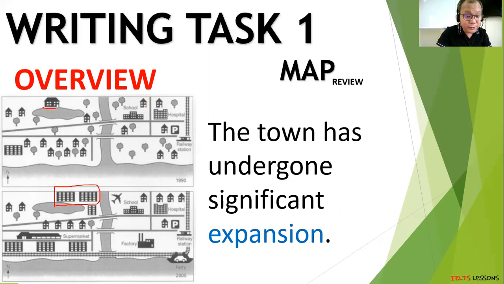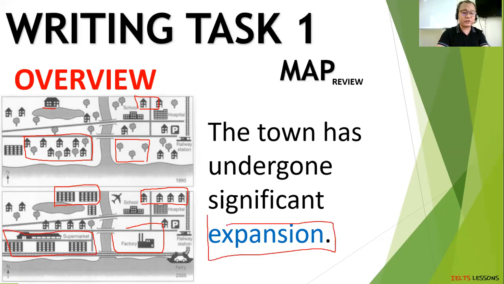Another thing you observe here is, look at the school. The school before was smaller, and now there are a lot of schools. And also before it was vegetation, and now they have added a factory. Before, all were houses, and after in 2005, they have added a grocery store and more apartment buildings. Therefore, this map has undergone significant expansion.